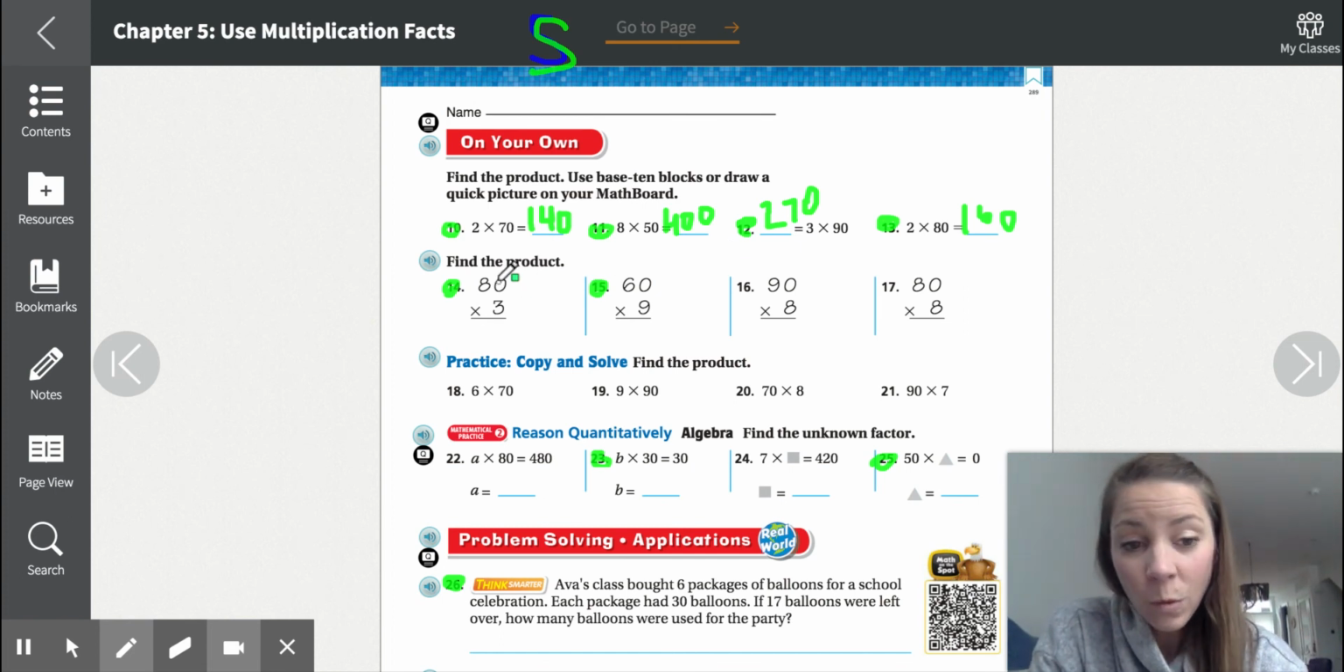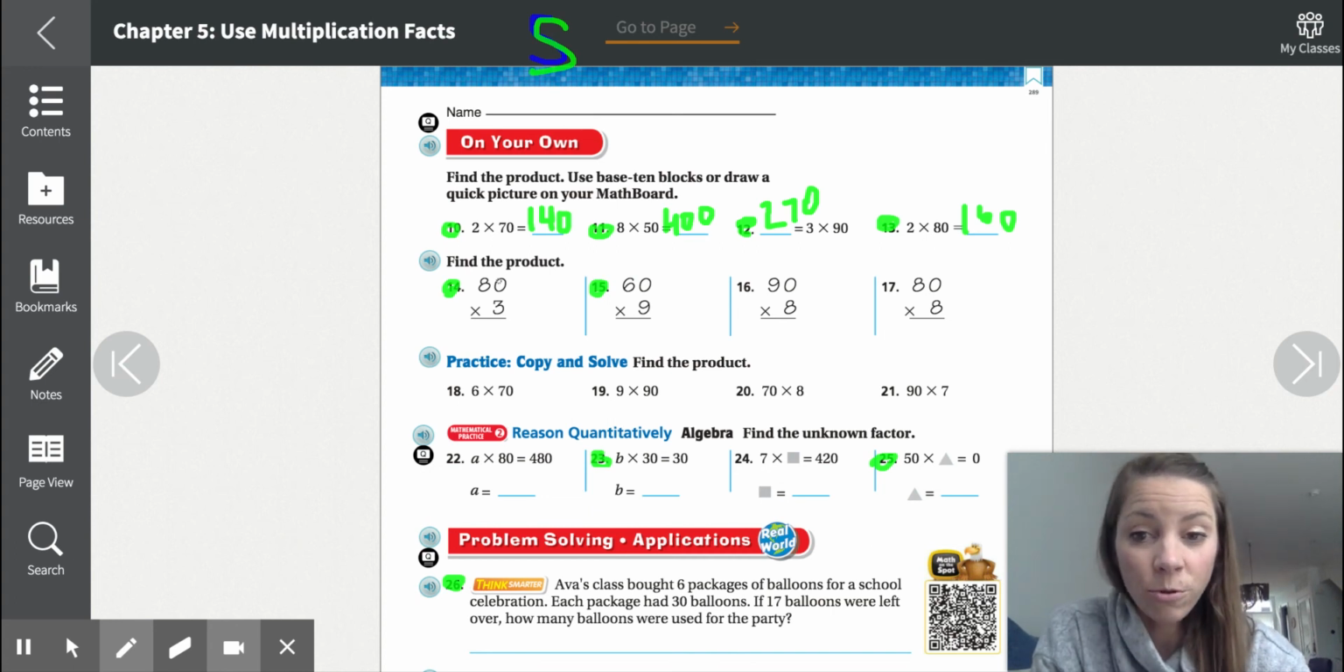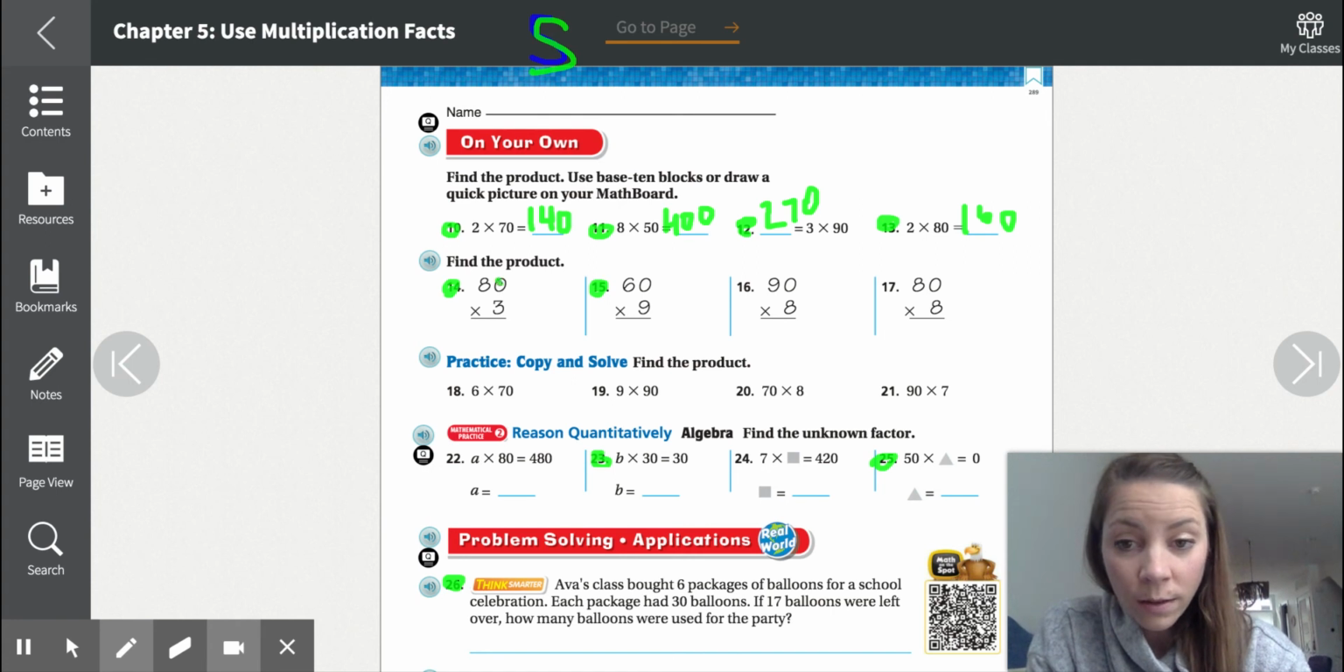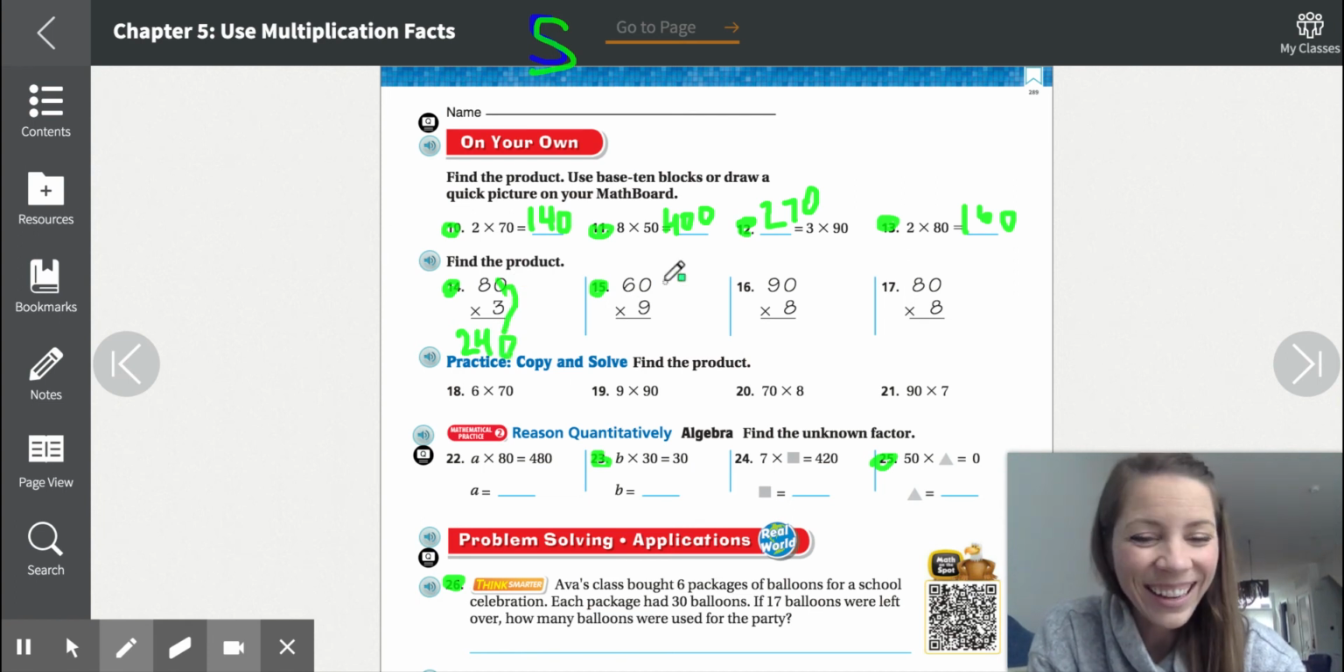I think what will be easiest for most of you is to do the cross out the zero trick. So 80 times 3 is like 8 times 3. Just cross out the 0 for a second. And 8 times 3 is 24. And then put that 0 back into the answer. Did you get that? Good job if you did.